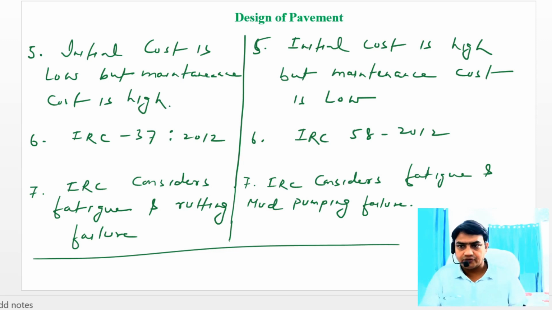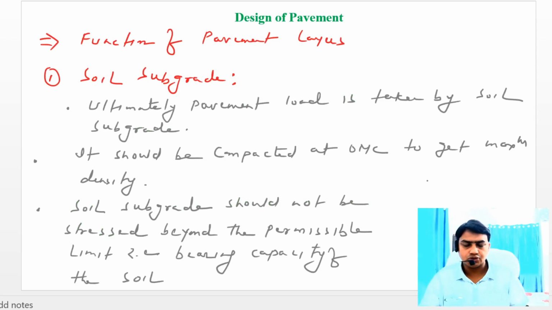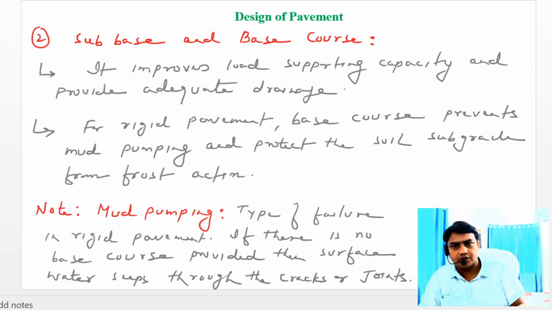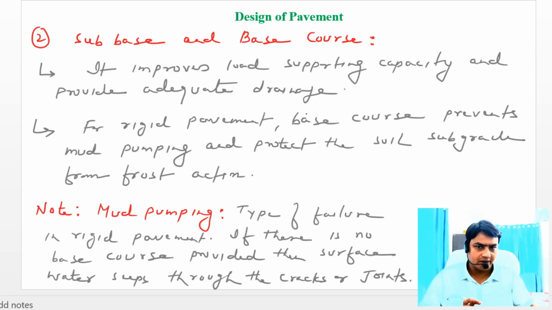So what is the use of these pavement layers? That is, what is the use of soil subgrade, subbase, base course, and surface course? The soil subgrade will take the entire pavement load. It should have sufficient bearing capacity, and it should be compacted at optimum moisture content to get maximum density. Soil subgrade should not be stressed beyond the permissible limit, that is, the bearing capacity of the soil. Similarly, the subbase and base course improve load supporting capacity and provide adequate drainage.